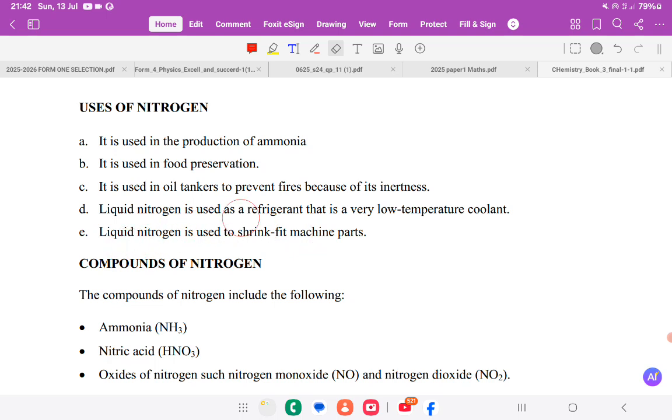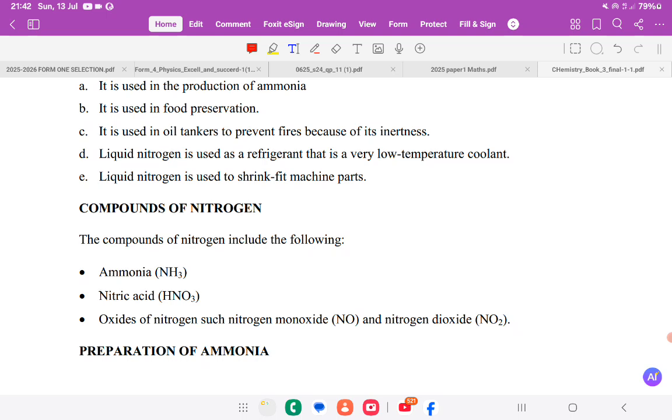Right. Liquid nitrogen is also used in shrink fit machines. Okay, shrink fitting of machine parts is a process of joining machine parts, for example, those of bicycles, cars, and other parts that need to be joined. They can be joined using shrink fitting. We'll cover shrink fitting a lot in physics when we are looking at thermal expansion, especially the applications of thermal expansion. All right.